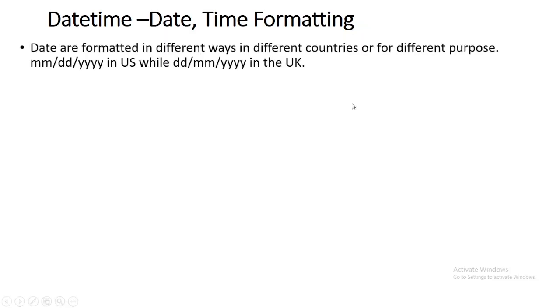Let's look at date formatting. Dates are formatted in different ways in different countries or for different purposes. In some countries like the US, they use month, day, and year, while in countries like the UK, it's kind of reversed. They use day first, then month, then year. In my country, this is what we use.